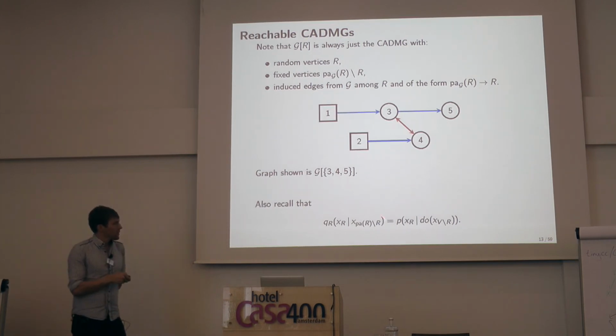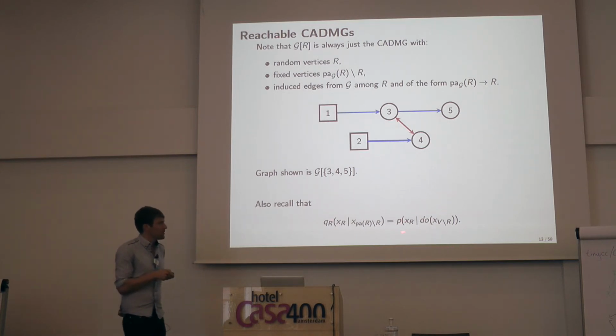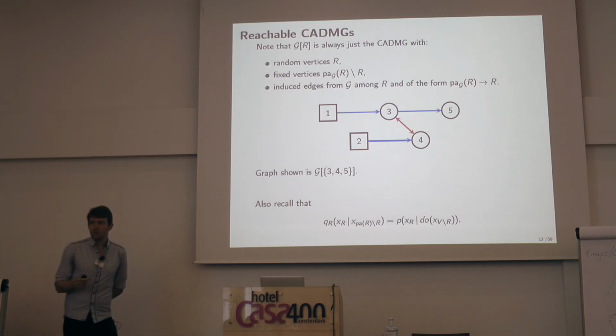And the point of what Thomas was showing was that QR is just the do distribution. So it's what you get when you do everything except XR and then look at the distribution of XR.